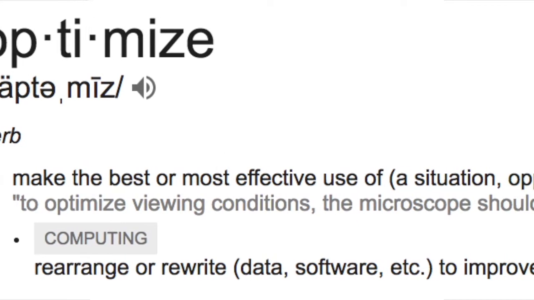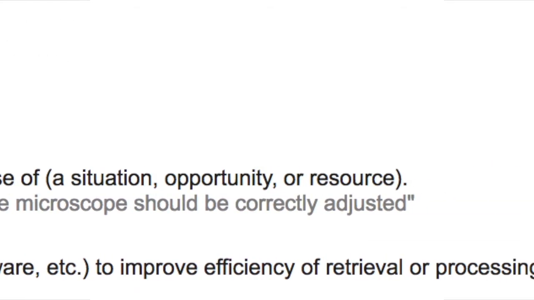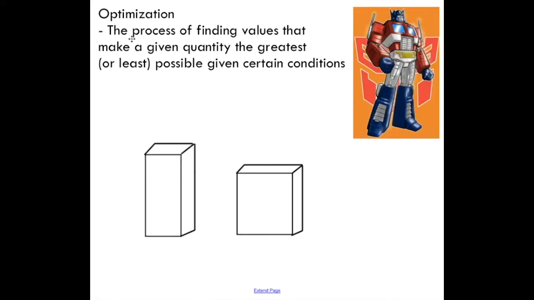We first have to look at a definition of the word optimize. This is a word you may have used at some point. For some of you, it just sounds like something from Transformers. So optimization is the process of finding values that make a quantity the greatest or the least possible.